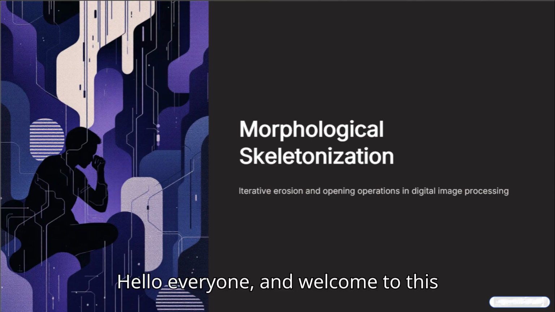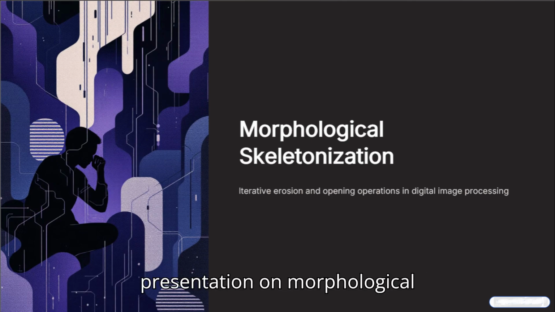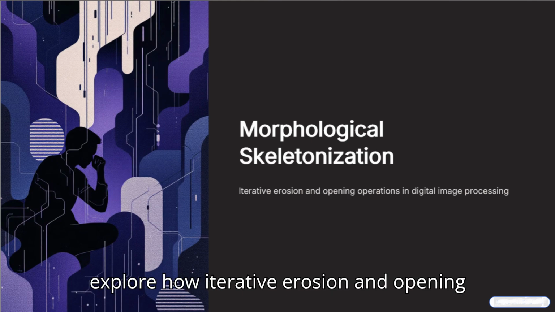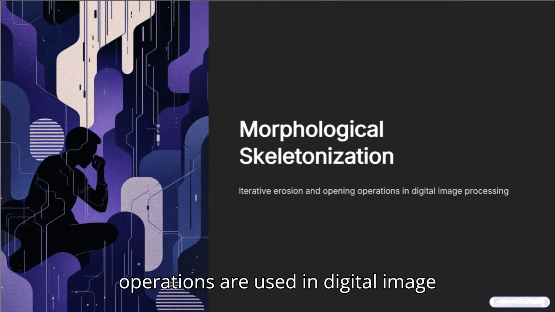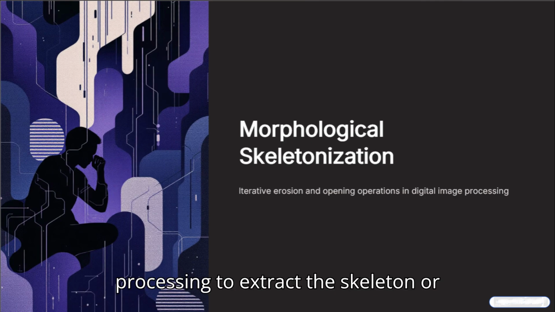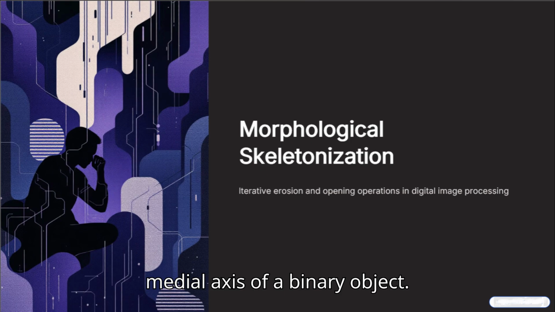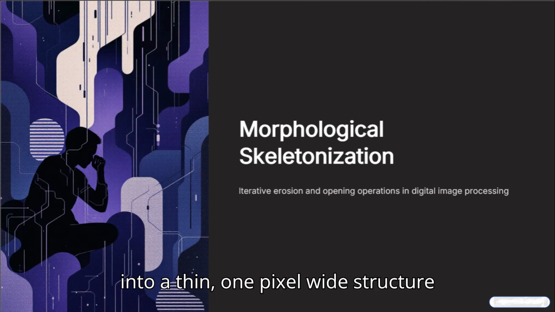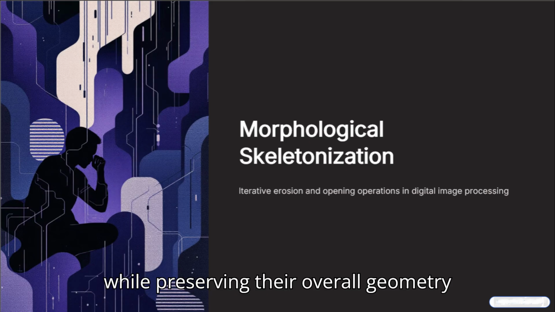Hello everyone, and welcome to this presentation on morphological skeletonization. In this experiment, we explore how iterative erosion and opening operations are used in digital image processing to extract the skeleton or medial axis of a binary object. The goal is to simplify complex shapes into a thin, 1-pixel wide structure, while preserving their overall geometry and connectivity.